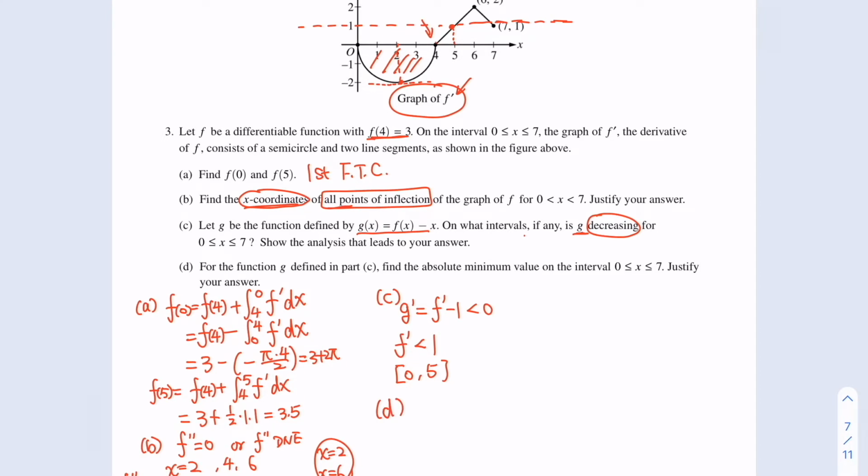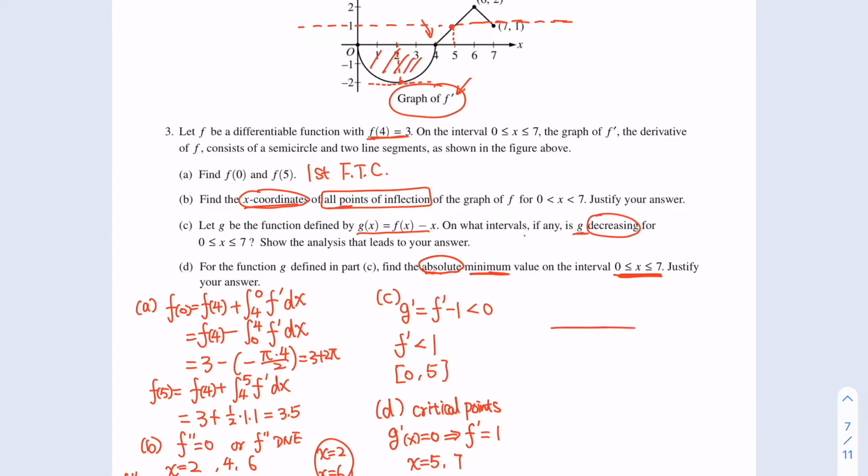D. For the function g defined in part C, find the absolute minimum. It's a closed interval, so we have to check the boundaries. First, we find the critical points. So g prime equals 0. There are no points where g prime doesn't exist because f prime is defined everywhere. So g prime equals 0 gives us f prime equals 1. So x equals 5 and 7.